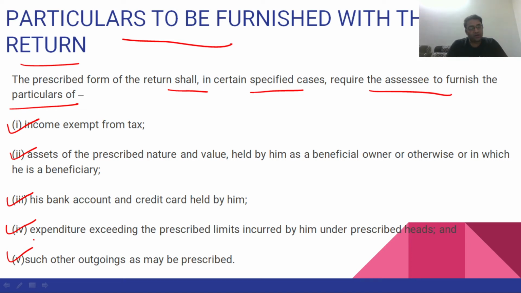His bank account and credit card held by him, expenditure exceeding the prescribed limits incurred by him under the prescribed heads, and such other outgoings as may be prescribed. So basically, all the expenditure under the various headings have to be given by him, his bank account and credit card details, and such other outgoings. Outgoing means spendings as may be prescribed. So these are few of the many items that need to be disclosed in the income tax return of the assessee. Please take about 2 minutes, go through this.